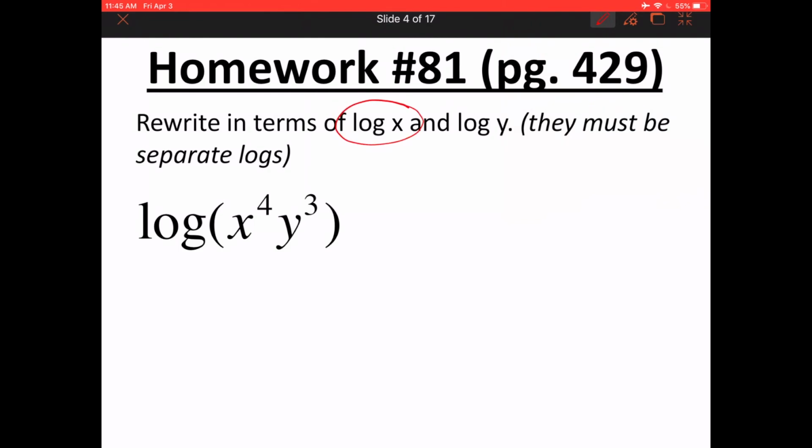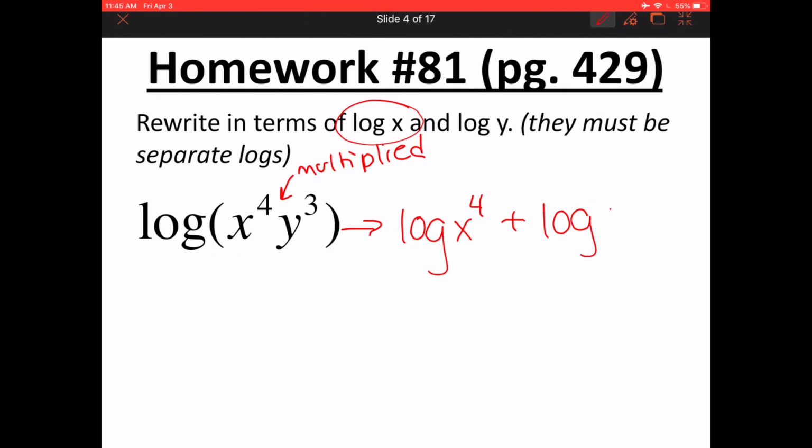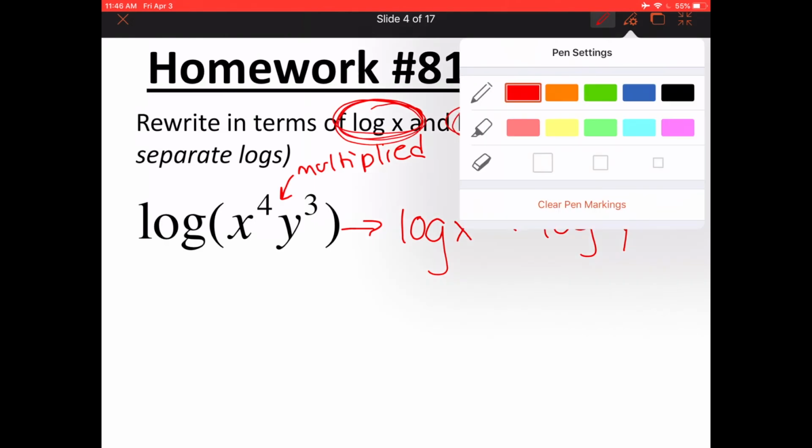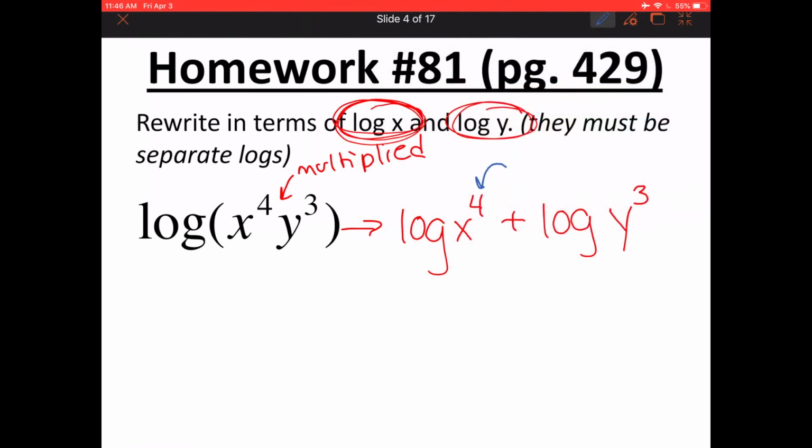All right? So notice my terms here are being multiplied. So this is property number 6. If I have terms that are being multiplied, I can separate them with addition. So I'm going to separate them into log x to the 4th plus log y cubed. Now, this is not my final answer because I do not have log x alone and log y alone. When we say alone, it means we can't even have these exponents here.